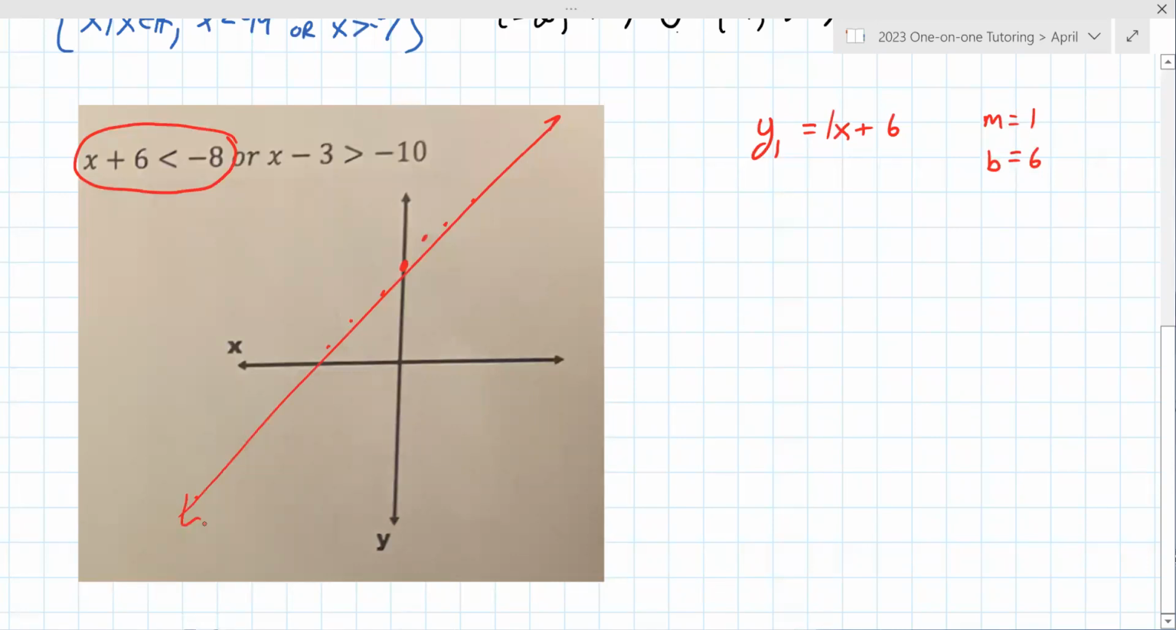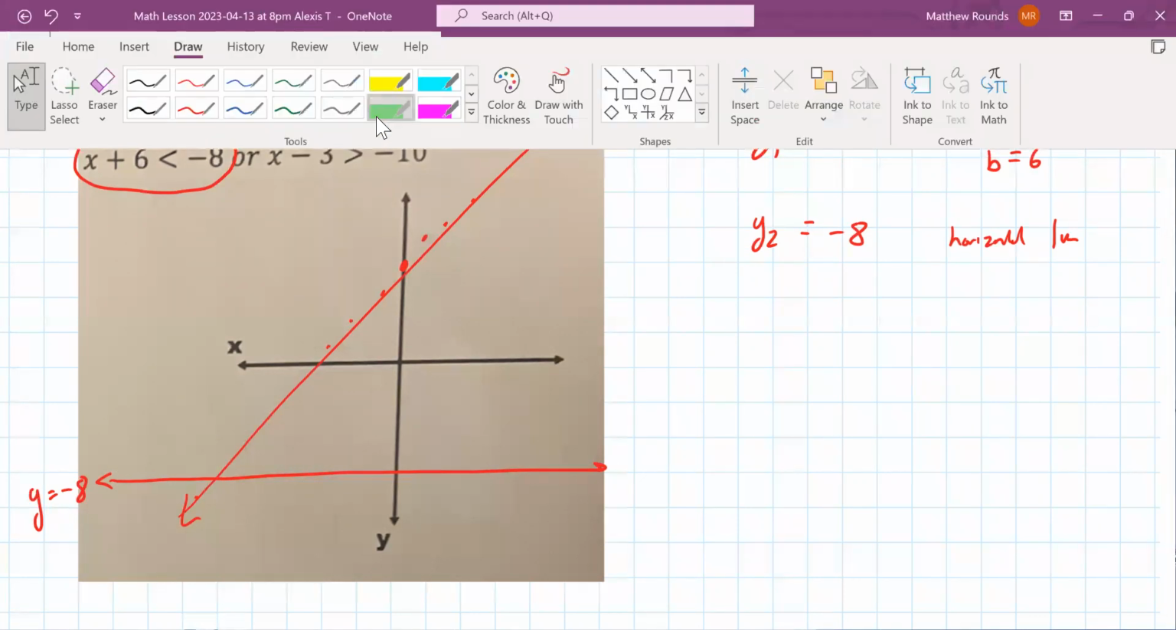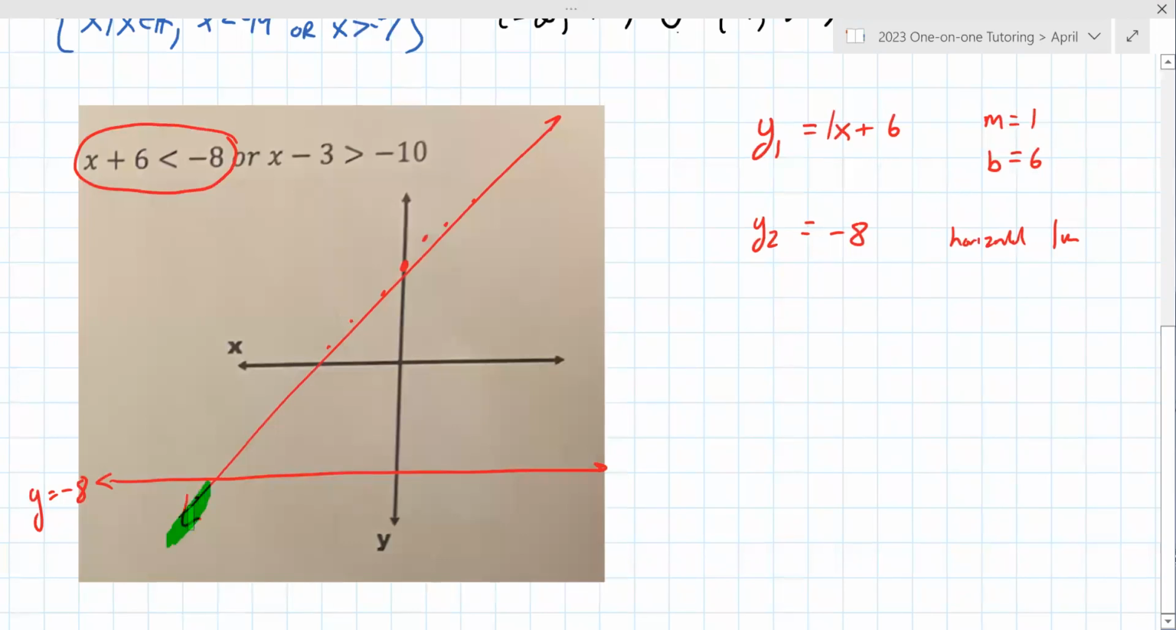Is that okay? Yeah. Then you're supposed to say, okay, y2 is -8. This is a horizontal line. So your horizontal line here at -8 looks something like this. Okay, and we want to know where the line y1 is below, less than means below this other line. So it would be down here in this region.